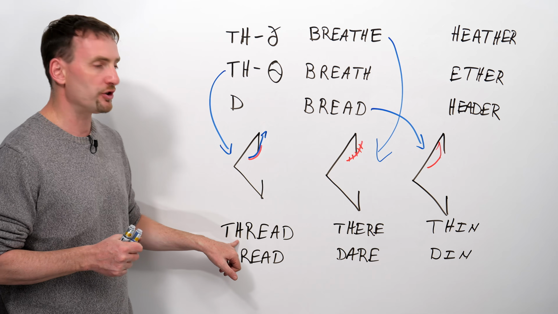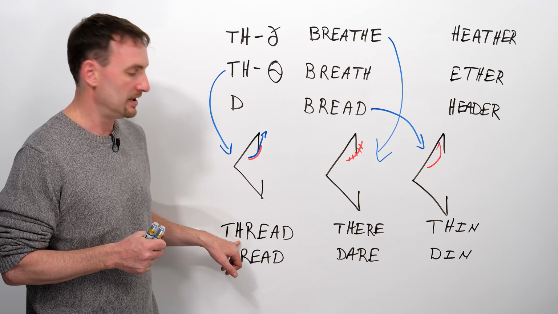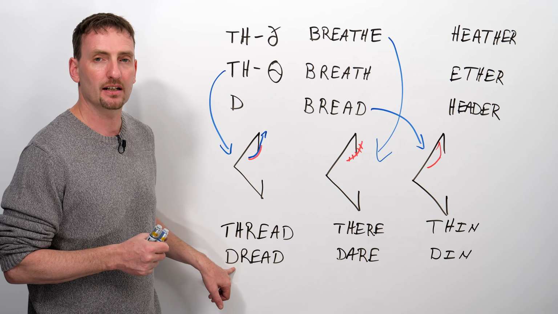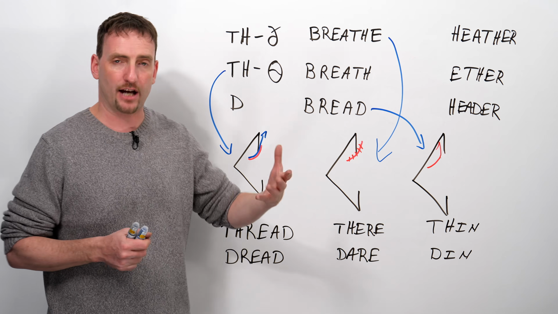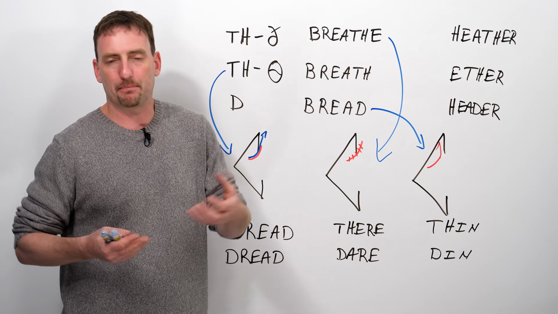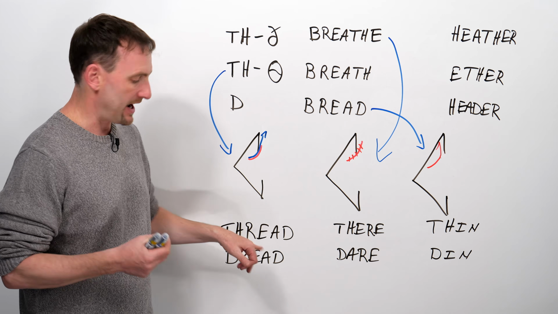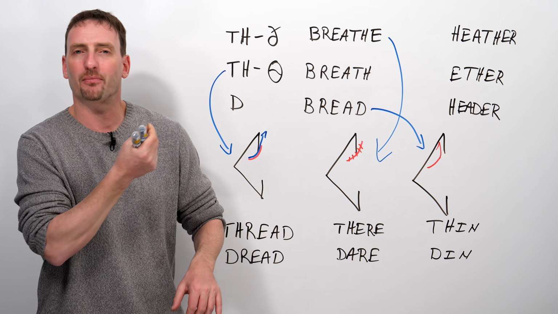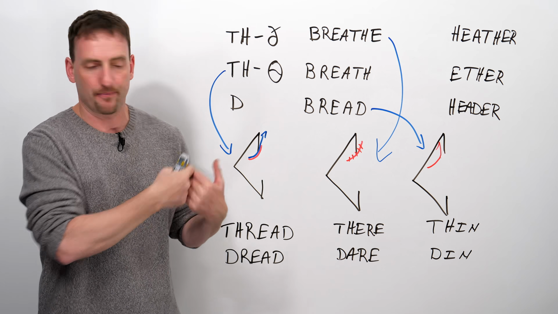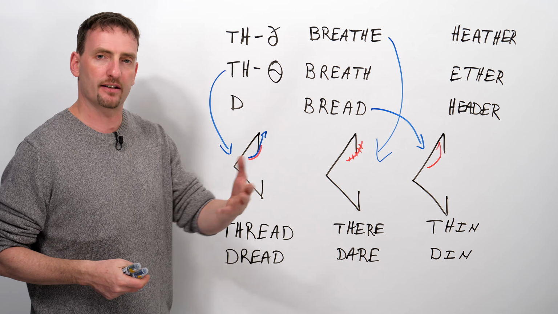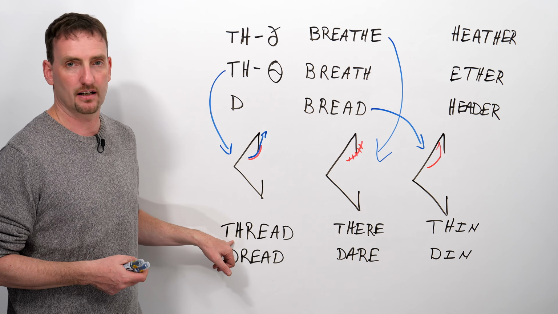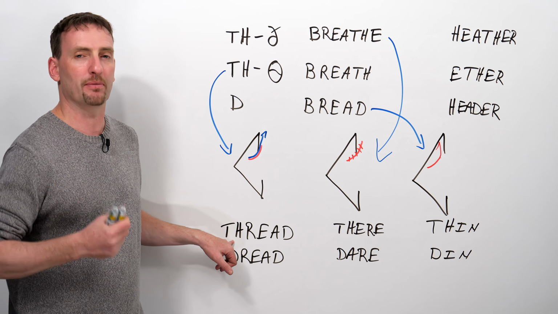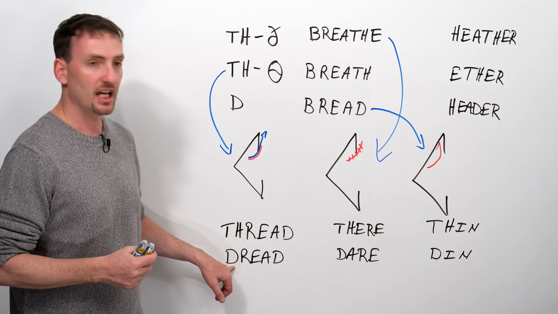So for example, if you're trying to say thread, but you end up saying dread, keep in mind that dread is an actual English word. Dread means fear. Thread, like if I pull out a string from my sweater, that is a thread. Dread is to fear something. So, thread, say it with me, thread, dread.